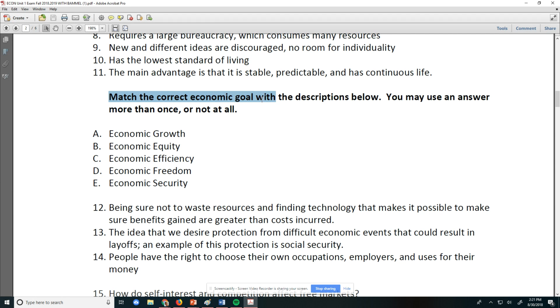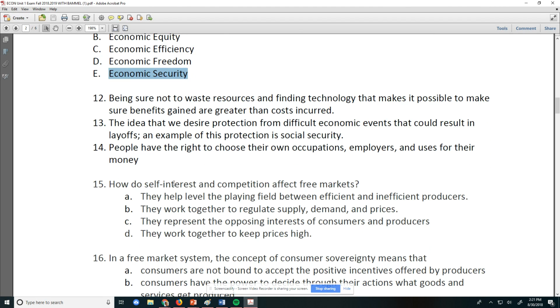Match the correct economic goal with the descriptions below. You may use an answer more than once or not at all. A, economic growth. B, economic equity. C, economic efficiency. D, economic freedom. E, economic security. 12, be sure not to waste resources and finding technology that makes it possible to make sure benefits gained are greater than costs incurred.